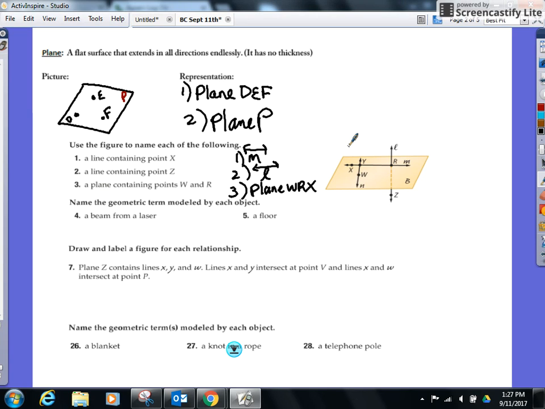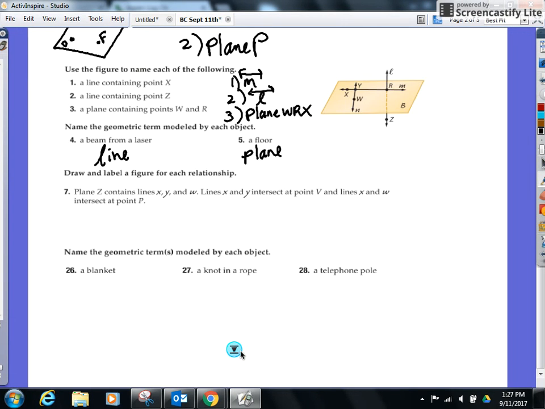Okay. So we got point, we got a line, we got a plane. So if I had a beam from a laser, out of those 3, which one is the closest representing a beam from a laser? Beam from a laser, closely represented by a line. Yep. And I kind of gave this away earlier because I knew it was coming up, but floor, plane. Okay.